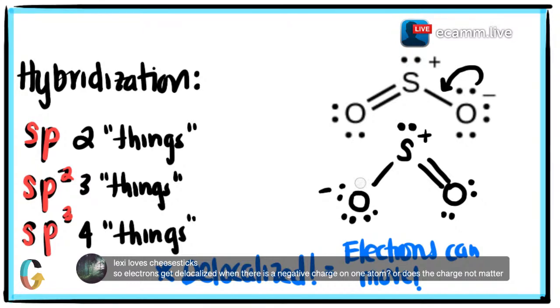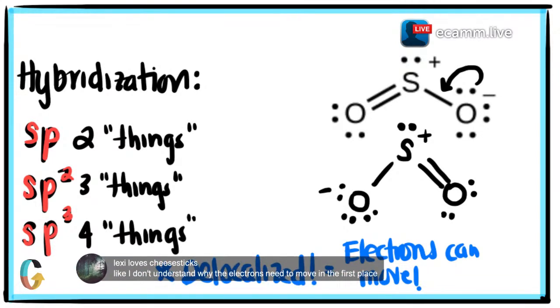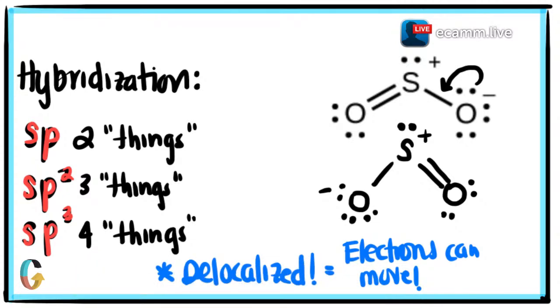Okay. So let's answer, actually. I'm going to get rid of this. I'm going to answer this one first. Like, I don't understand why the electrons need to move in the first place. Okay. All of chemistry, basically the whole thing of chemistry, always comes down to two things. It comes down to energy and stability.